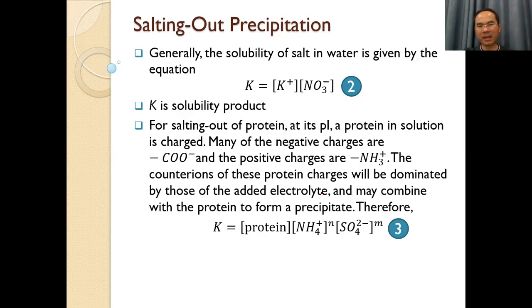Many of the negative charges are like acetic acid COO minus, and positive charges are ammonium ion. The counter ion of this protein charge will be dominated by those of an electrolyte, and may combine with the protein to form a precipitate. Therefore, the final K, the solubility product, is expressed in terms of protein concentration multiplied by the concentration of the positive charge molecule and the concentration of the negative charge molecule, to the power N, where the power is a constant.